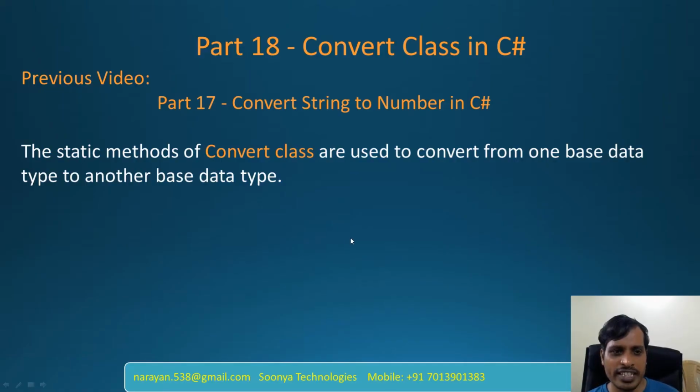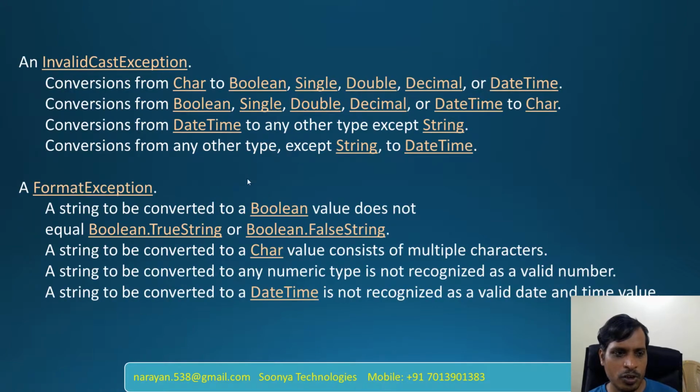What we discussed in this video is that the static methods of the Convert class are used to convert from one base data type to another base data type, and we have discussed different types of exceptions. Those exceptions are InvalidCastException and FormatException. We tried a few examples and generated exceptions. You can try the remaining things.